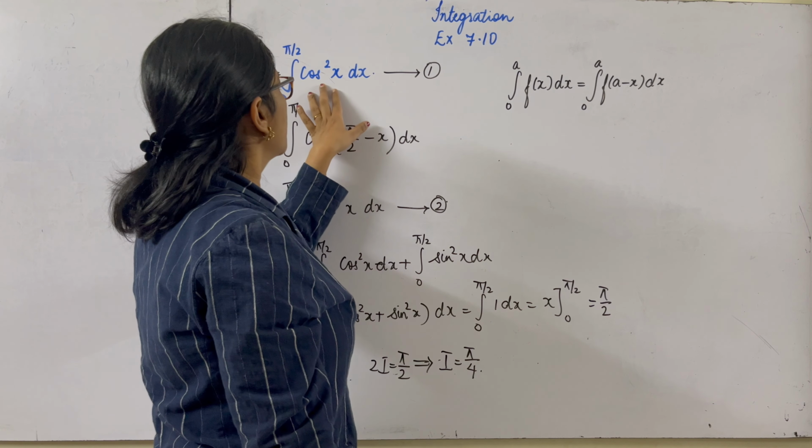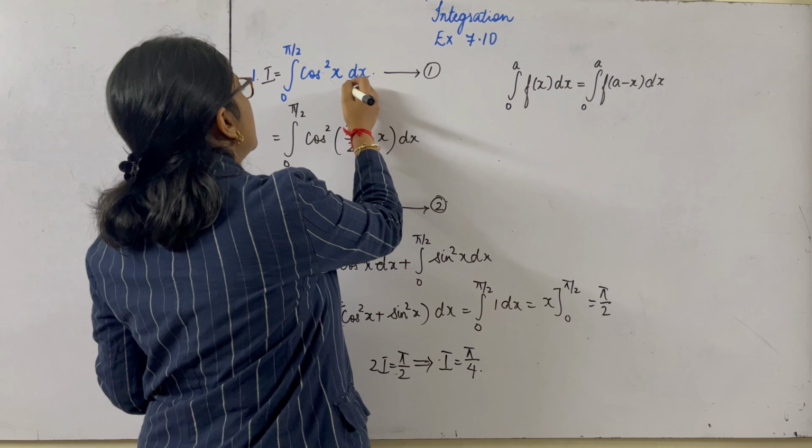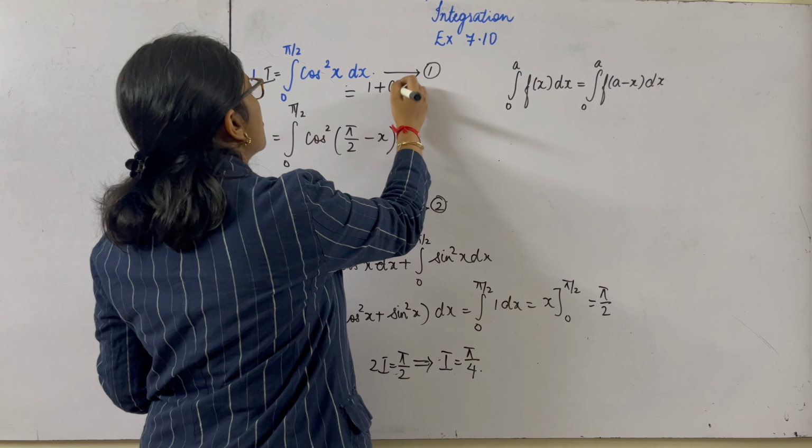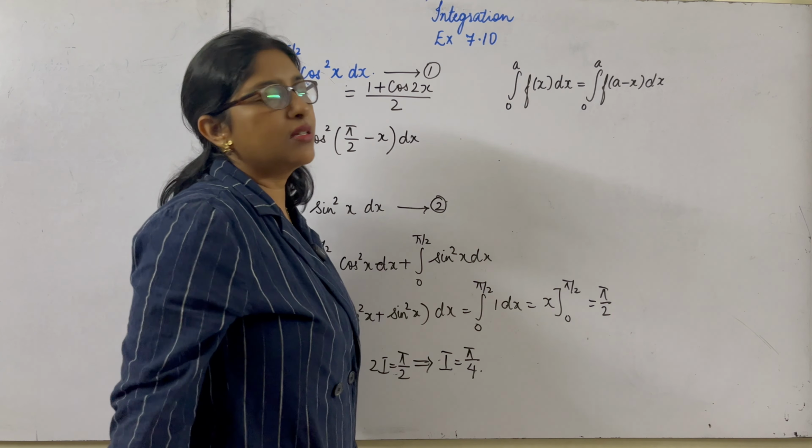Whenever you are asked using properties, you have to do it like this, or else you can also do it another way, which is (1 plus cos 2x) by 2. If you write cos square x like this and then you integrate it, it is also possible.